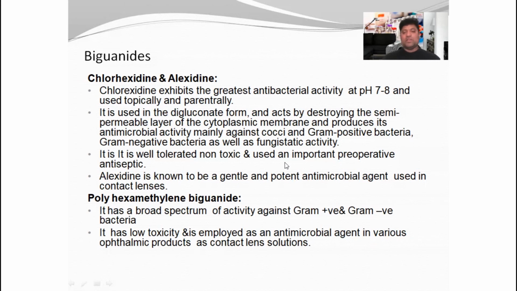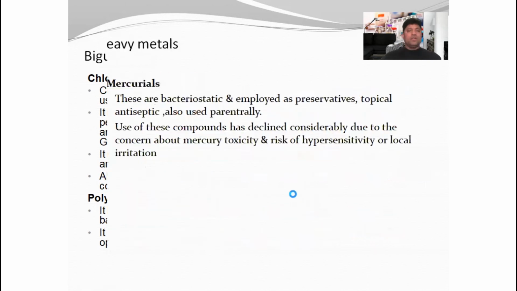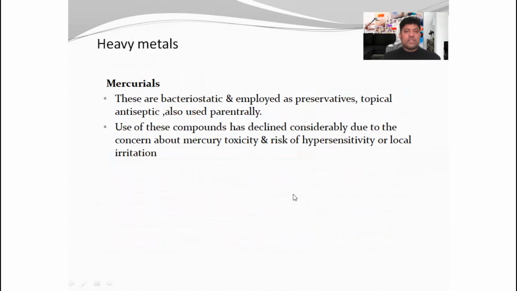Alexidine is a gentle and potent antibacterial agent used in contact lenses. Polyhexamethylene biguanide has a broad spectrum of activity against gram-positive and gram-negative bacteria. It has low toxicity and is employed as an antimicrobial agent in various ophthalmic products as well as contact lens solution. So next category of preservative is the heavy metals.